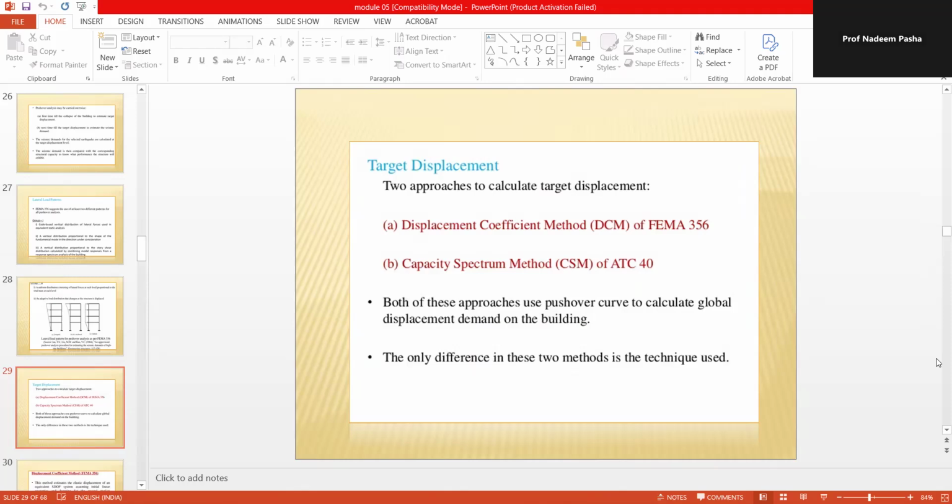Now, target displacement is involved. There are two approaches to calculate target displacement. First is the displacement coefficient method, DCM of FEMA 356, and second is the capacity spectrum method, CSM of ATC 40. Both of these approaches use the pushover curve to calculate global displacement demand on the building. The only difference in these two methods is the technique used.